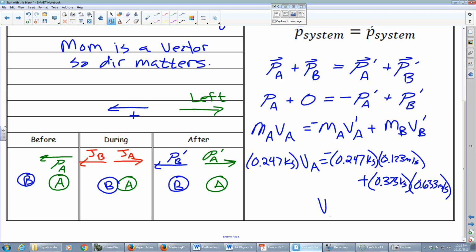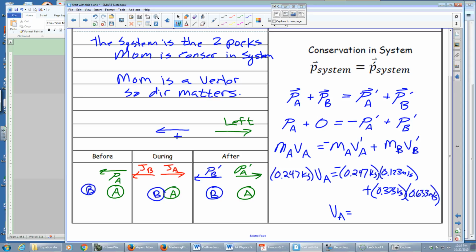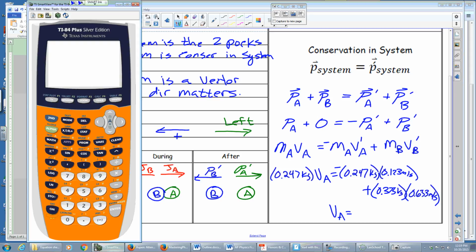And solve that for VA to get my first answer. So let's see. I thought it was going to be here. Grab my calculator. And if I want, I might as well do the whole left side, right?